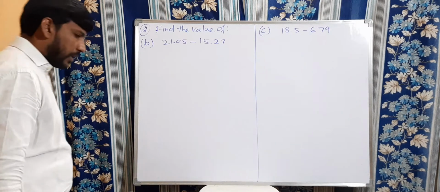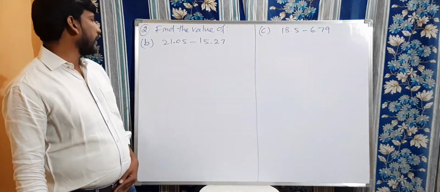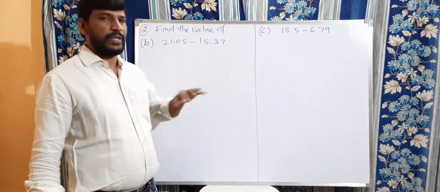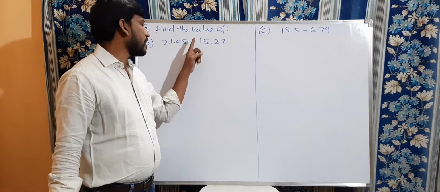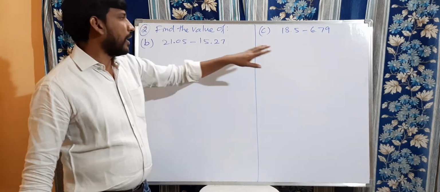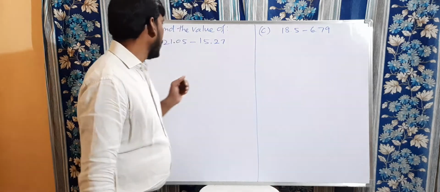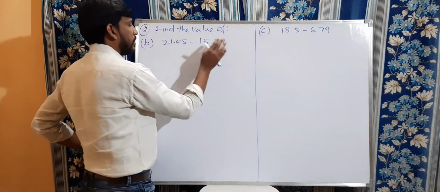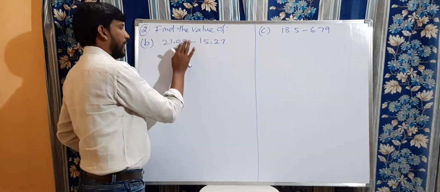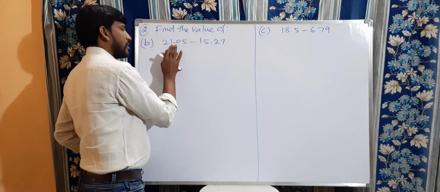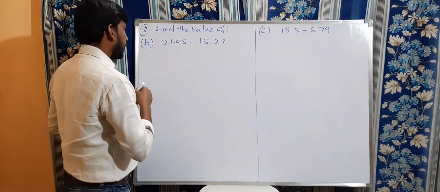Right, children? Let us see question number 2. In question number 2, I am going to solve the B bit and C bit. Here they have given directly: find the value of 21.05 minus 15.27, and 18.5 minus 6.79. Here both have the hundredths place, tenths place, ones place, and tens place. Clear? So here they have given directly.